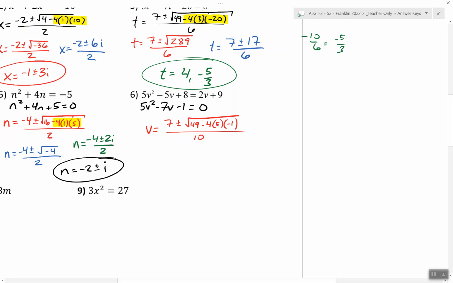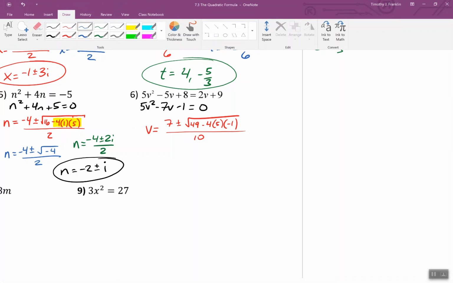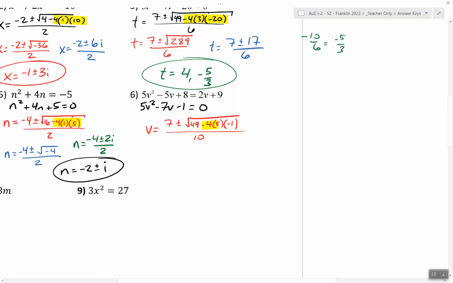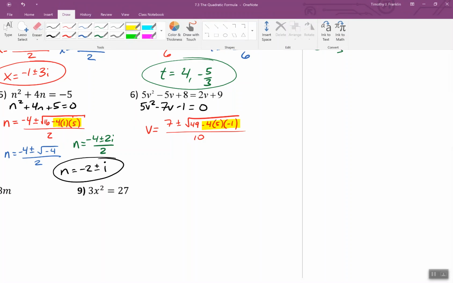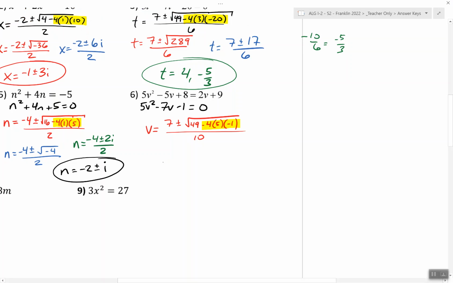Now let's simplify. Inside the radical, negative 4 times 5 times negative 1 is going to be positive 20. So v equals 7 plus or minus the square root of 69 all over 10.